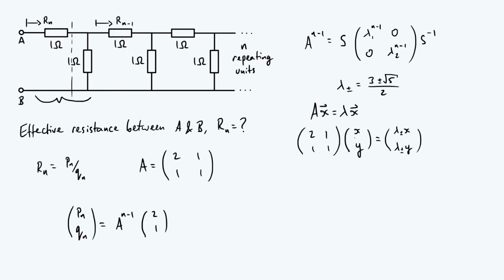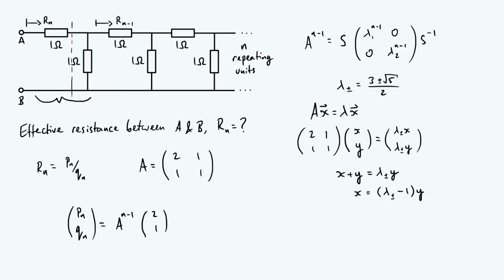At this point, you have a choice whether to form an equation using the elements at the top or the elements at the bottom of the vectors on the left-hand side and right-hand side. Doesn't really matter. I think the elements at the bottom give you a slightly easier equation here. So I'm going to do 1, 1 times x, y, which gives you x plus y. On the right hand side, the lower component is just lambda plus or minus multiplied by y, and you can rearrange that to get x in terms of y. So x is just lambda plus or minus 1 multiplied by y.